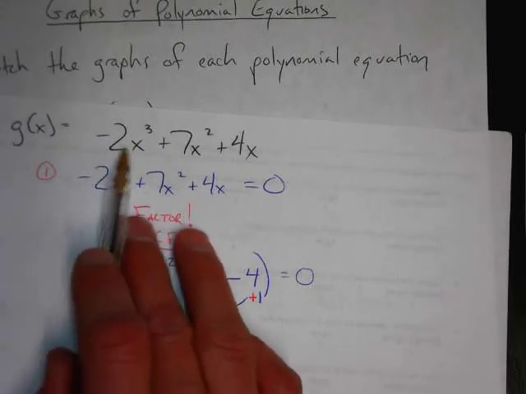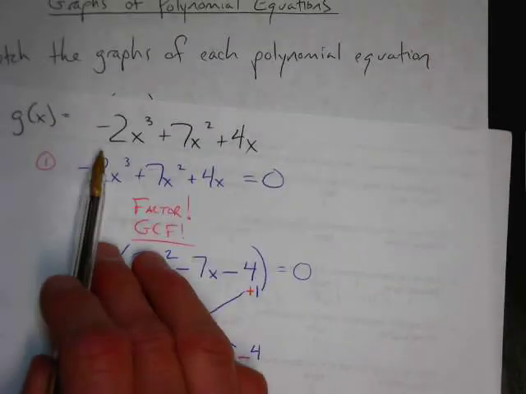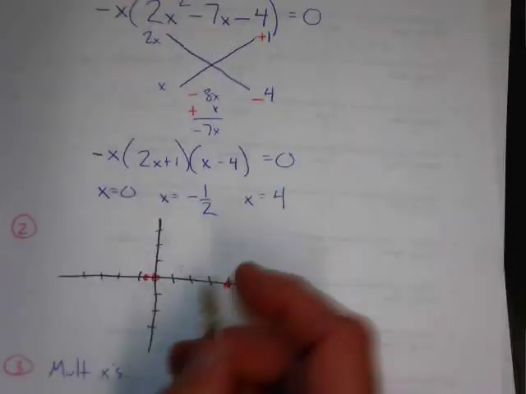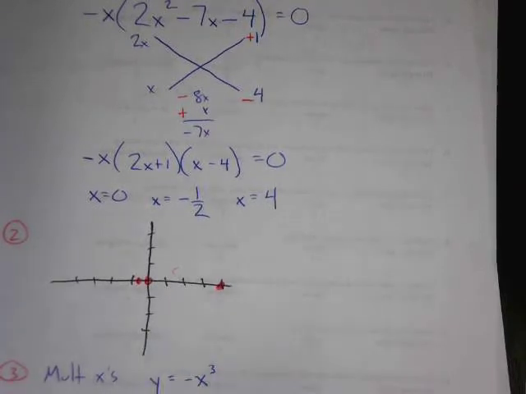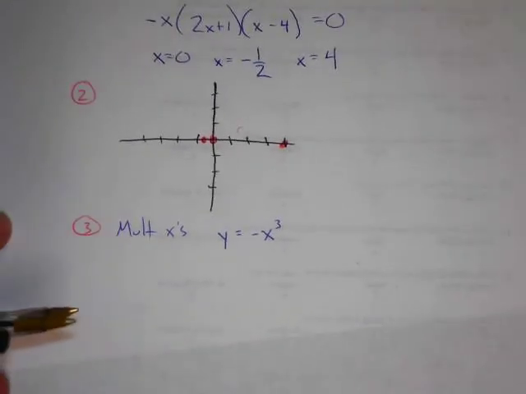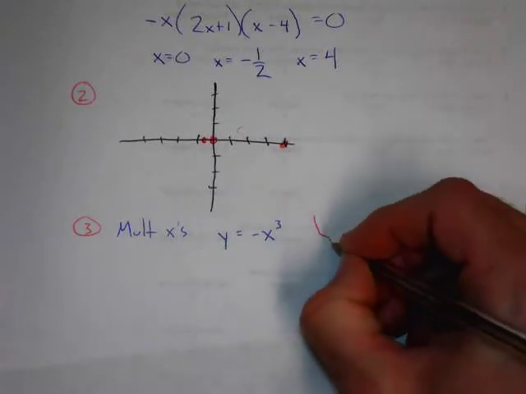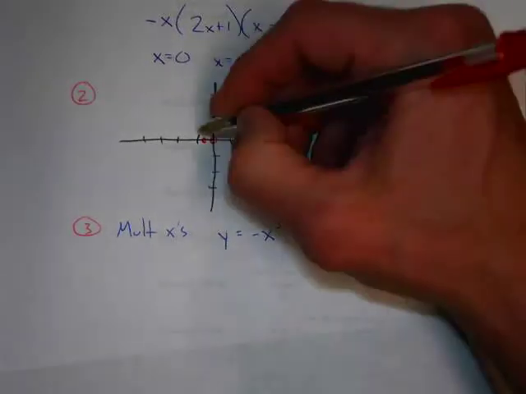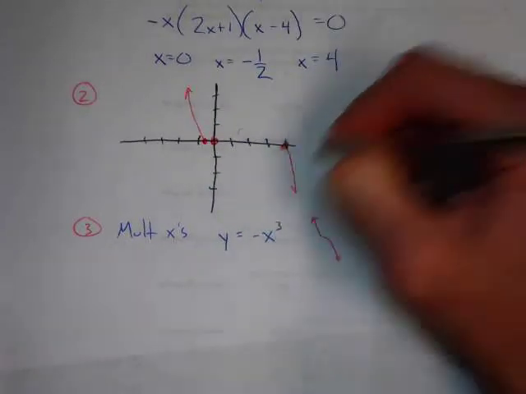Parent function is negative x to the third power. So either multiply all the x's or pay attention to standard form. Either way, we know the parent function is going to be y equals negative x to the third power. And that tells us what our graph is going to look like. If we know it's y equals negative x to the third power, we know it's going to open down with a bump, right?